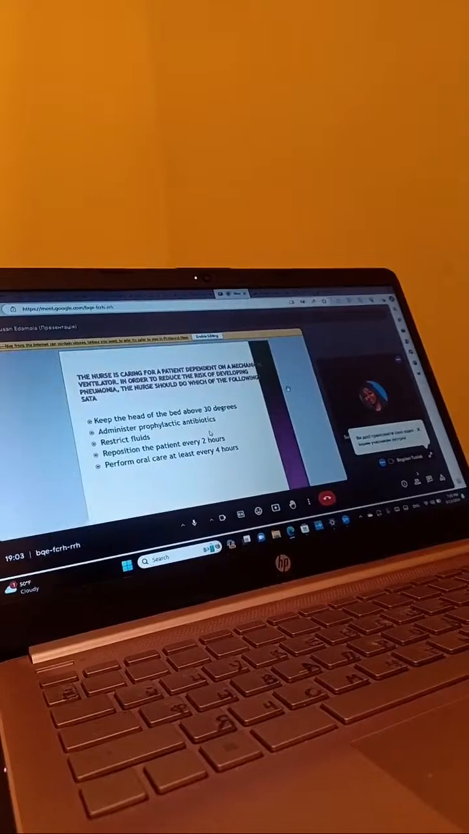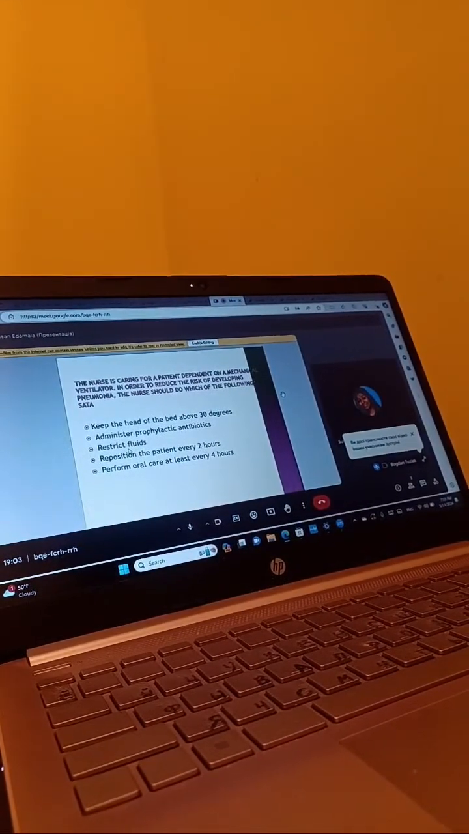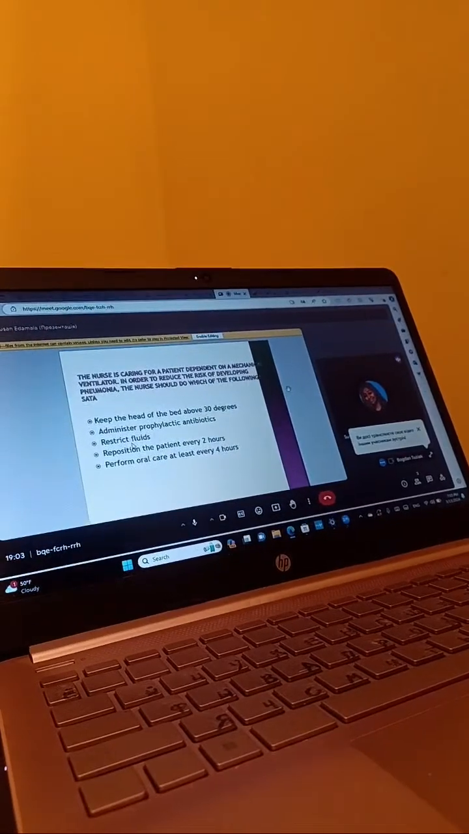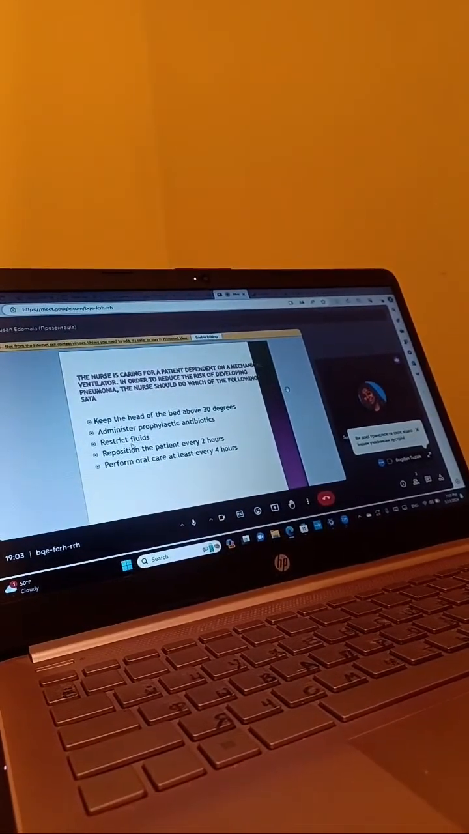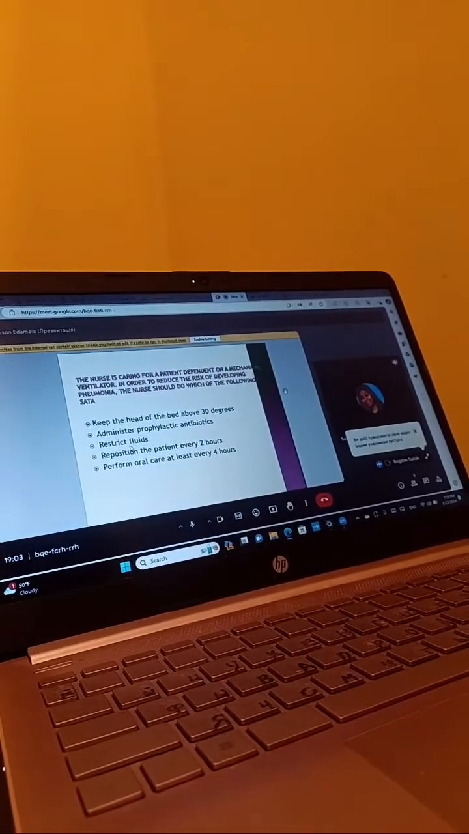Restrict fluid: is this good or bad? This one is bad, because you have to give fluid so that there is liquefaction of all this phlegm. So we have to give more fluids, not less. Reposition the patient every 2 hours: yes, this one is yes. And perform oral care every 4 hours: it's not important. Oral care we just talked about now. Last question.